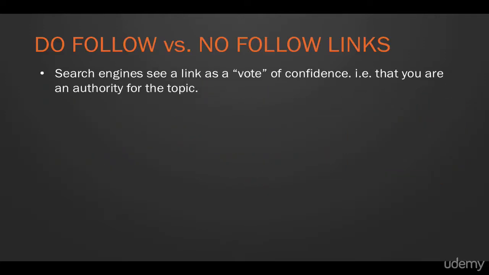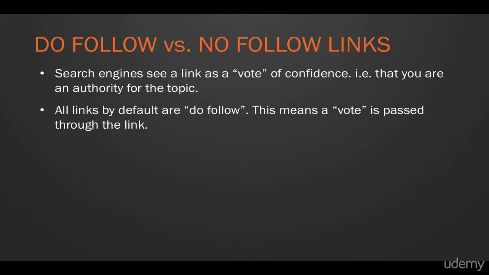Okay, so just to recap a little bit, we know that search engines see a link as a sort of vote of confidence, i.e. that we're an authority on a particular topic. So if we have a lot of sites from around the internet pointing to our page for this particular topic, the search engines pick up on that and say, whoa, it must be great if everybody's linking to it. And as a result, they put it in front of their user who's searching for it in Google. So by default, all links are do follow. This means that the vote is passed through the link. The authority is really passed through the link.